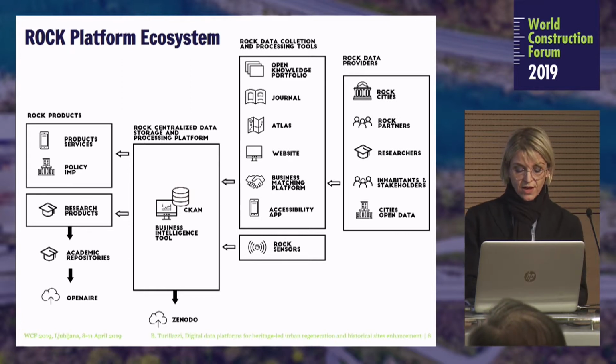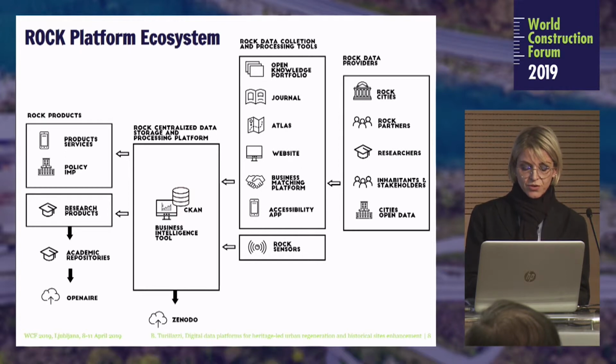For this reason, rather than using a single data entry point and interface, ROCK works through an ecosystem of interoperable platforms addressing the needs of various target stakeholders. All the data collected from tools, platforms, sensors, apps, etc., are then pushed and stored in a centralized and interoperable platform based on a CKAN interface. In turn, data are pushed by the platform into Zenodo for permanent and open access data storage, as the ROCK project has to comply with the Open Research Data Pilot.